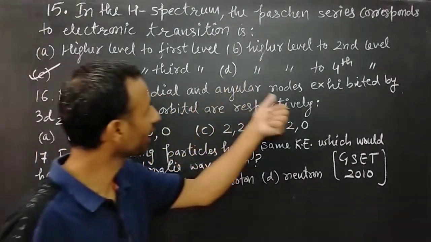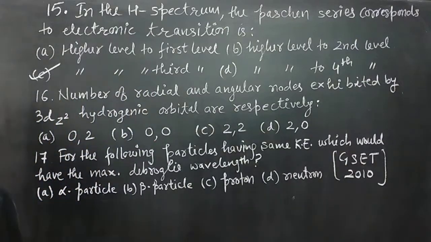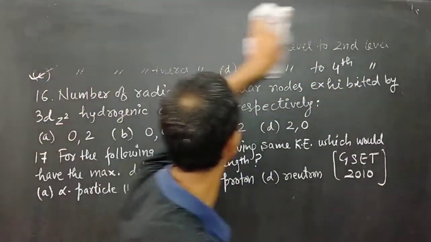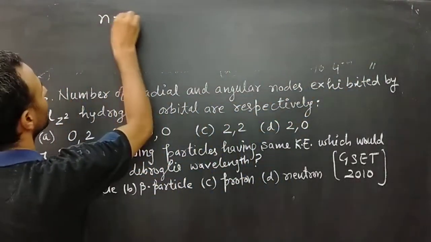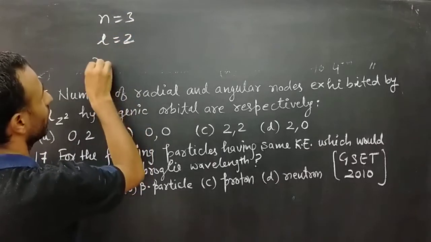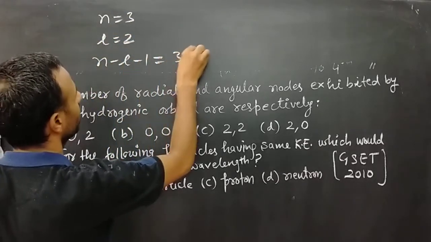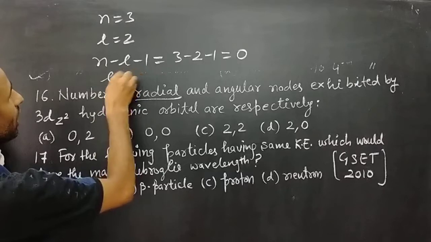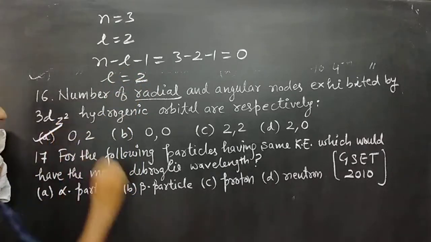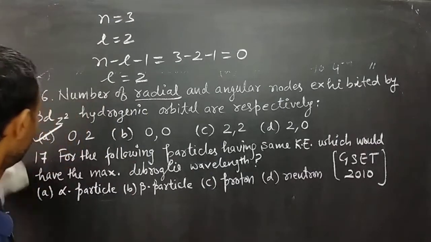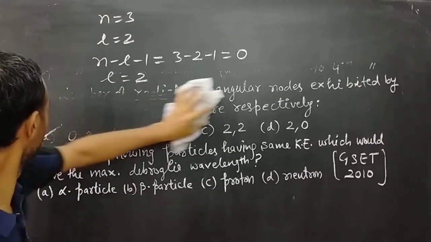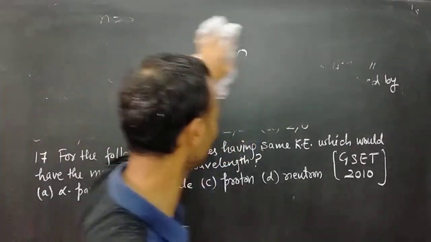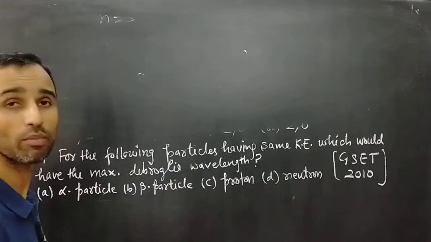Now, number of radial and angular nodes exhibited by 3D z square. So you know, for any 3D, n is 3 and L is 2. So radial nodes are n minus L minus 1, means 3 minus 2 minus 1 means 0. So radial nodes are 0 and angular nodes are L, 2, means A option is correct, right? Got it?